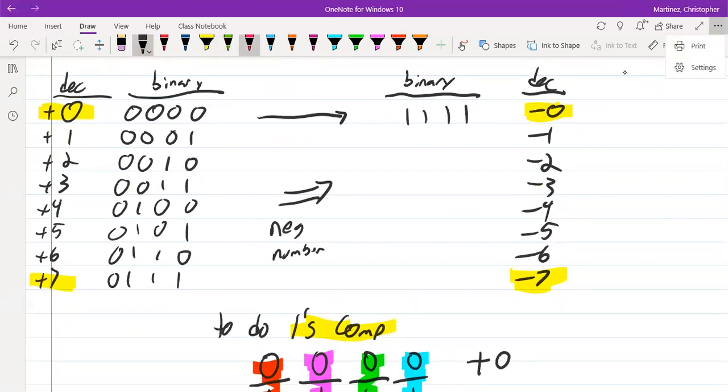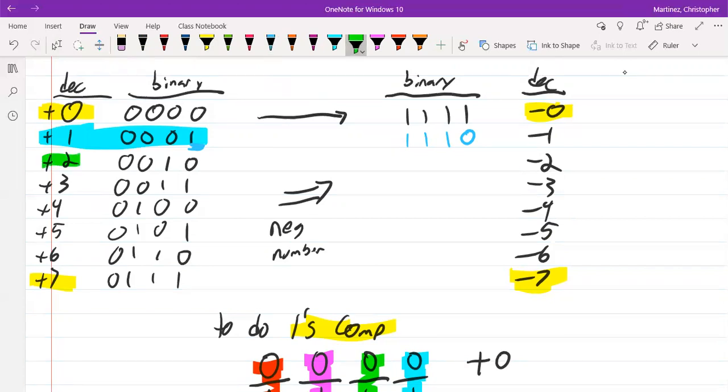All right, now let's take, for example, positive 1. Positive 1 is 0, 0, 0, 1. So we're going to start with the least significant bit. Least significant bit is a 1. What's the opposite of that? It's a 0. What's the opposite of a 0? 1. Of a 0, 1. So we see that's how we get to the value of negative 1.